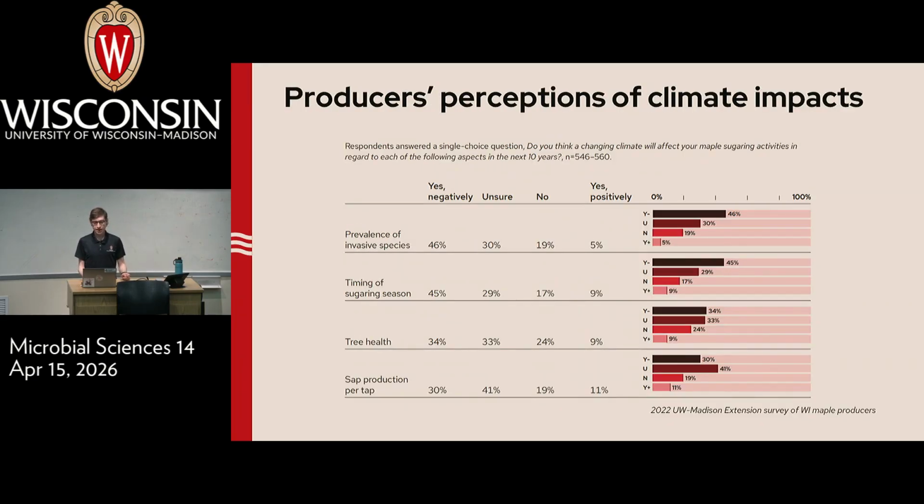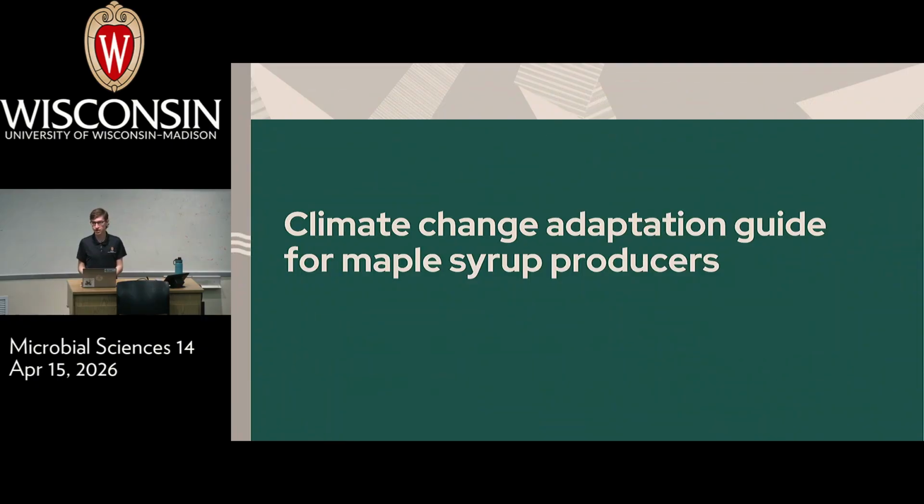And we did see that producers were concerned about climate change. Most of them were saying they either thought they were going to be impacted negatively by climate change or were unsure. And that ties into the first example that I'm going to share with you, which is a climate change adaptation guide for maple syrup producers. This was one of the links that was shared out beforehand.